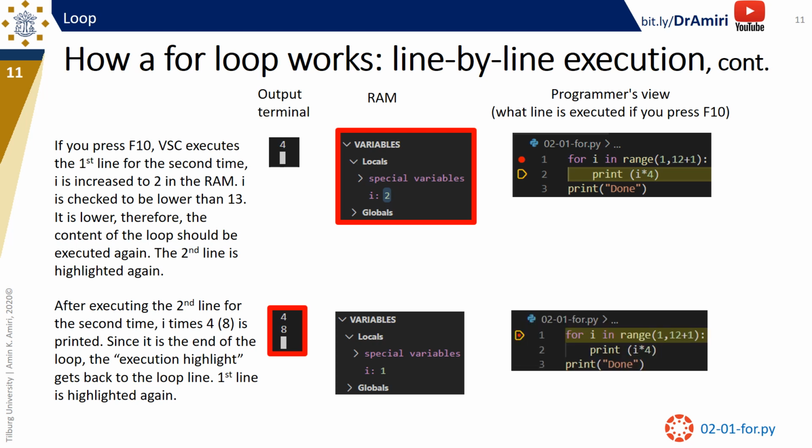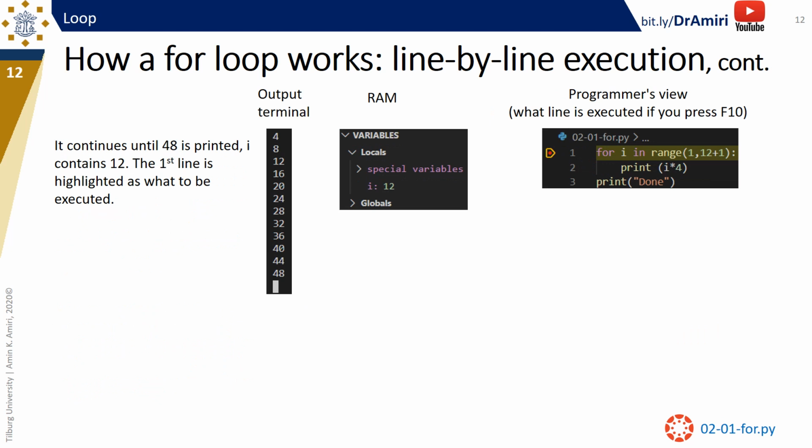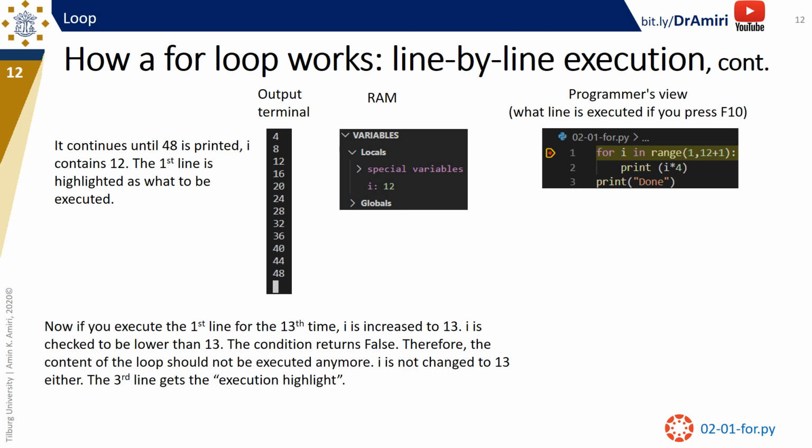After executing the first line and the second line, the first line gets the execution highlight. So the first line is highlighted again. This continues until 48 is printed and I contains 12 in the RAM. The first line is highlighted as what to be executed next. Now if you press F10, the first line is executed.